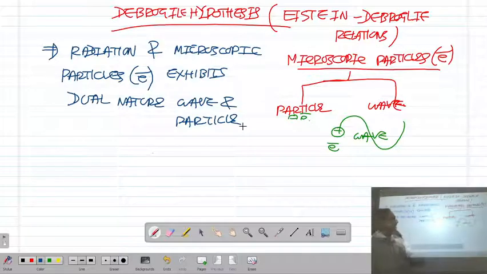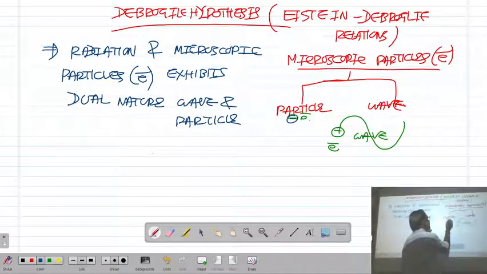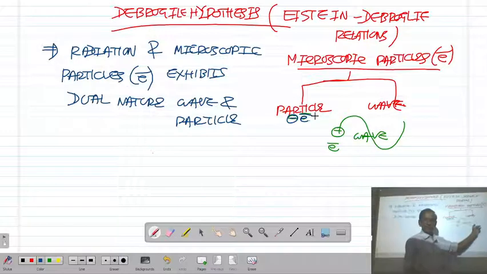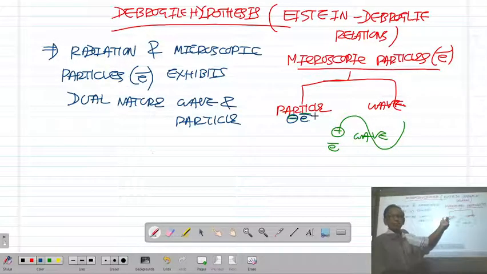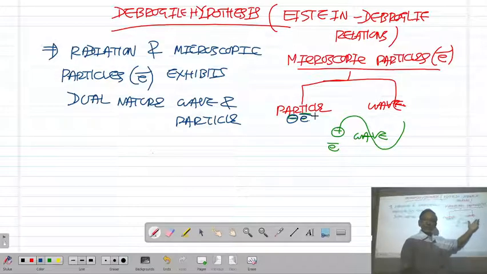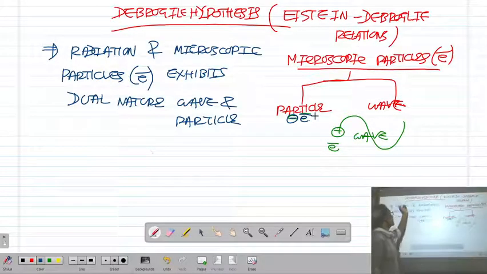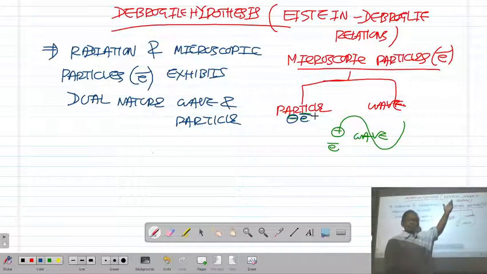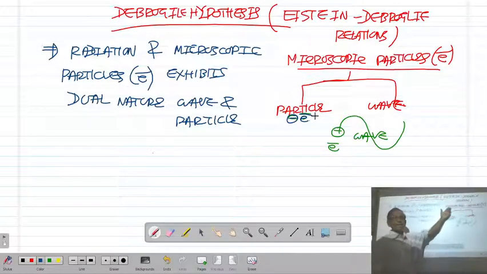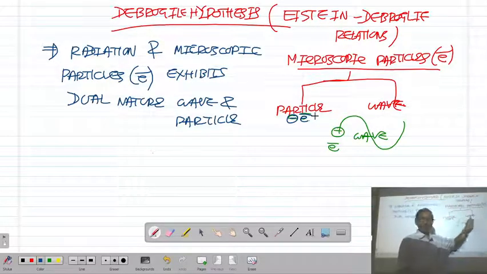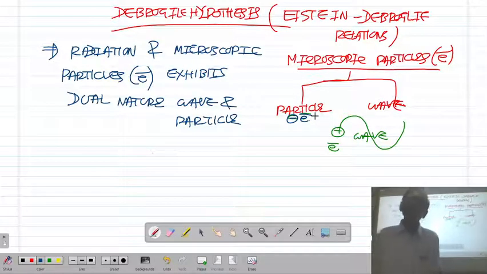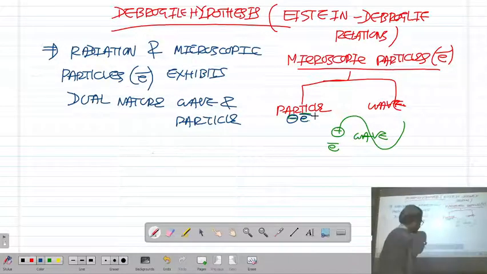In some experiments, the electron behaves as a particle, but there are some experiments in which the electron behaves as a wave. So actually the electron is a particle, but under suitable circumstances, the electron behaves as a wave. So the electron exhibits dual nature, particle nature and wave nature. I told you that Davisson and Germer performed an experiment in which the electron behaves as a wave.